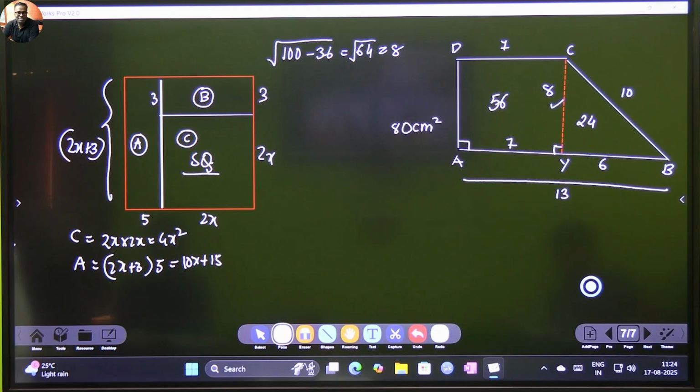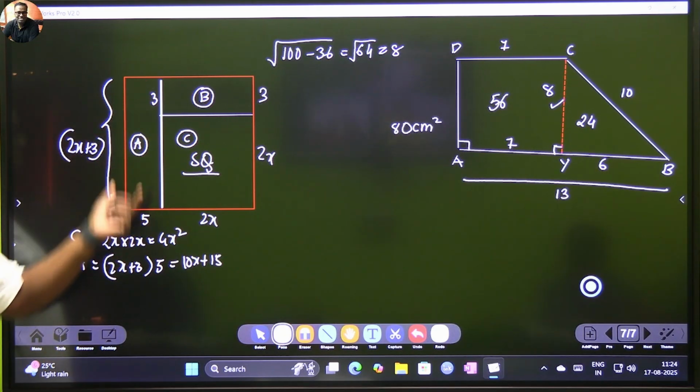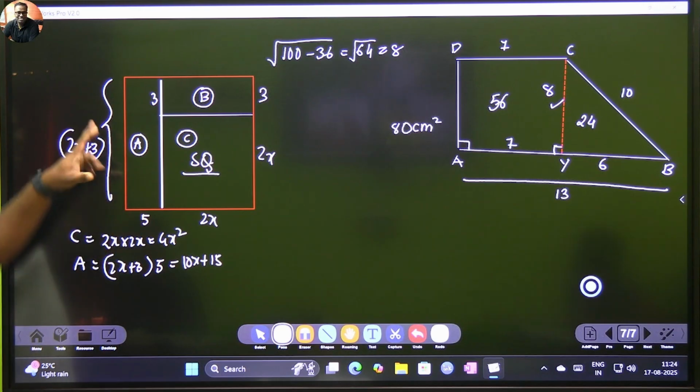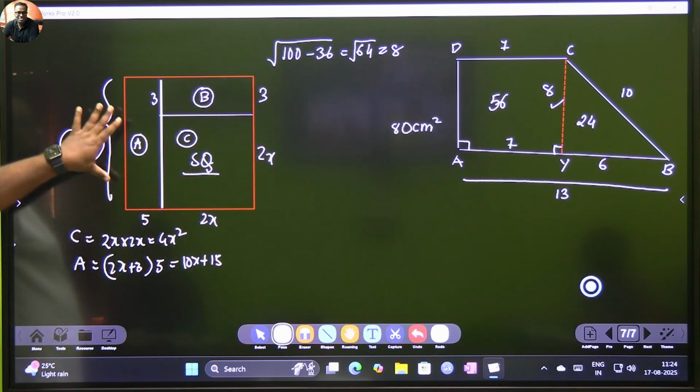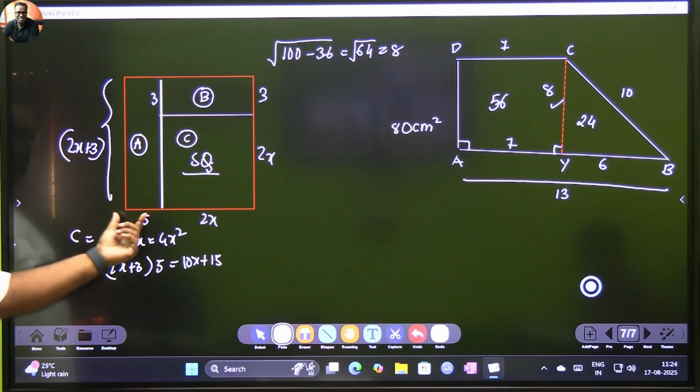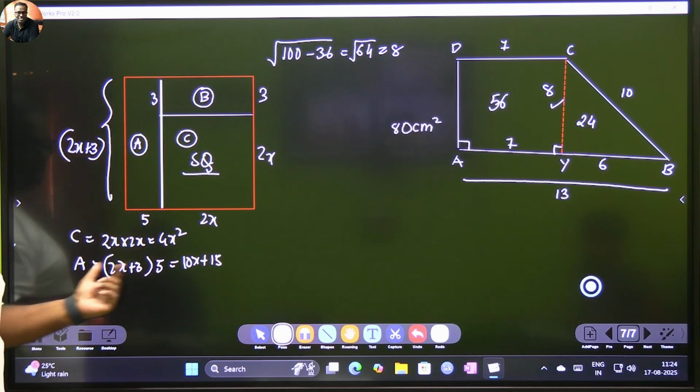Any problem? Why didn't you understand this part? This is a rectangle. A rectangle has a length. The length is 2x plus 3. This much is 2x and this much is 3. So this is 2x plus 3. And the width is 5. So 2x plus 3 multiplied by 5.